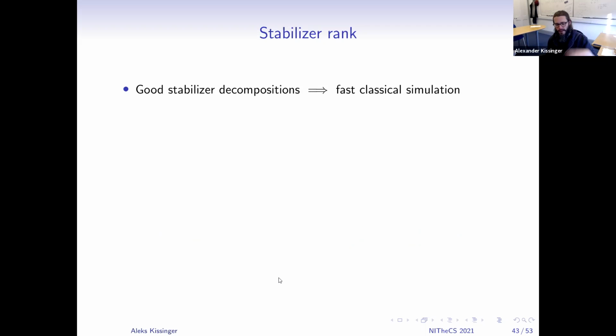So that means that if I can find good decompositions, I can do fast classical simulation. If n is like 5, then I've won. I can simulate that thing just fine. Even this stabilizer rank number, this capital N, is hard to compute in general, but certain upper bounds exist. So there are ways that I can do these decompositions.